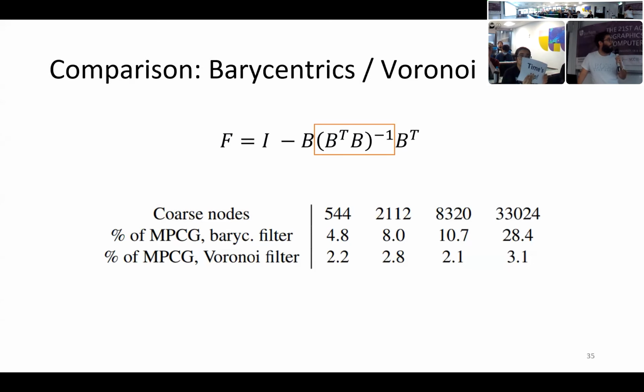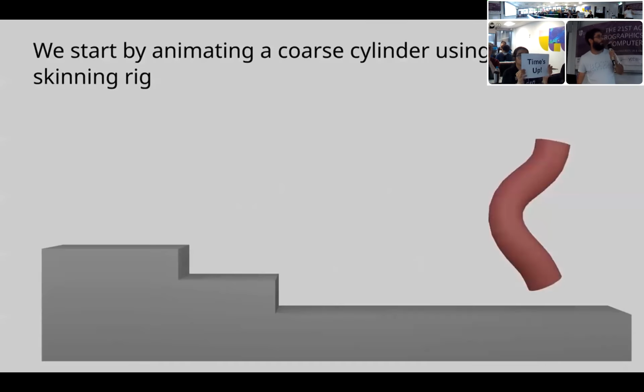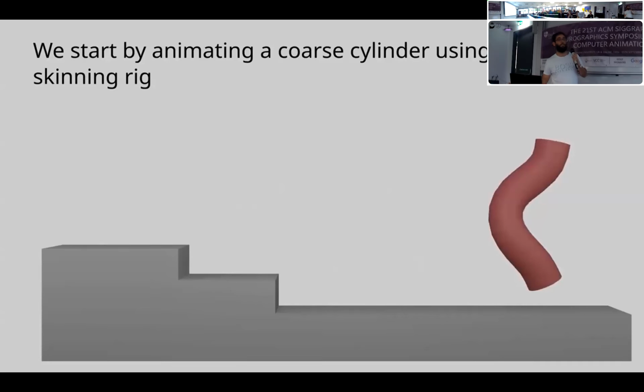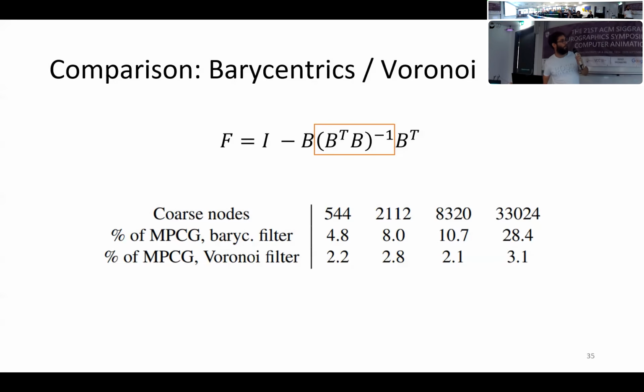Also, a bit of comparison. In this simulation, we have modified the number of coarse nodes that we have, and these are the numbers for the percentage of the solver that it takes to just multiply by the filter. So in the case of barycentric basis functions, like we did in previous works, the percentage increases when you increase the number of coarse nodes. But with the Voronoi filters, since you don't have to invert this matrix, the percentage is much lower and mostly constant.